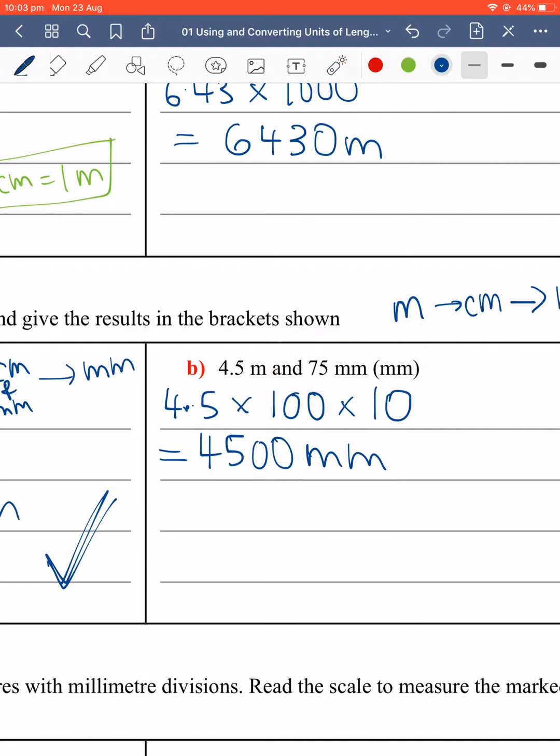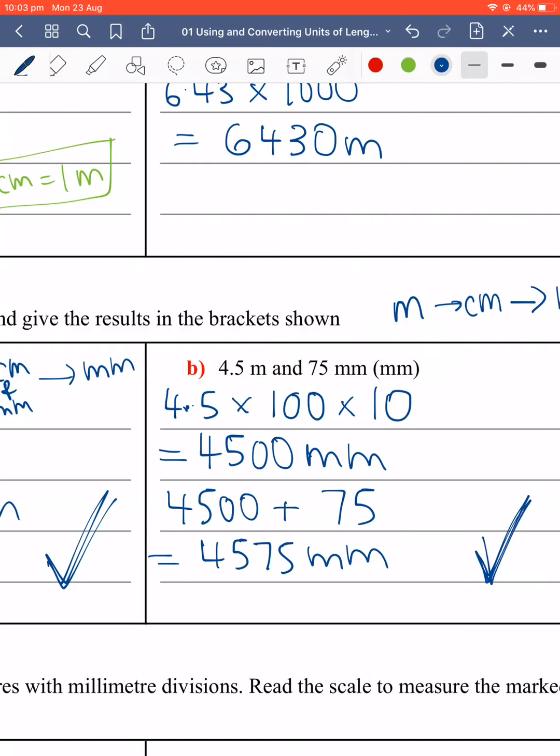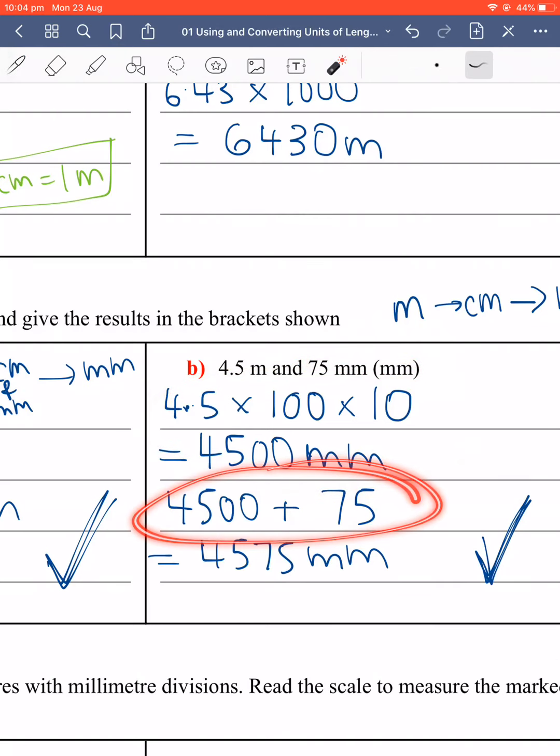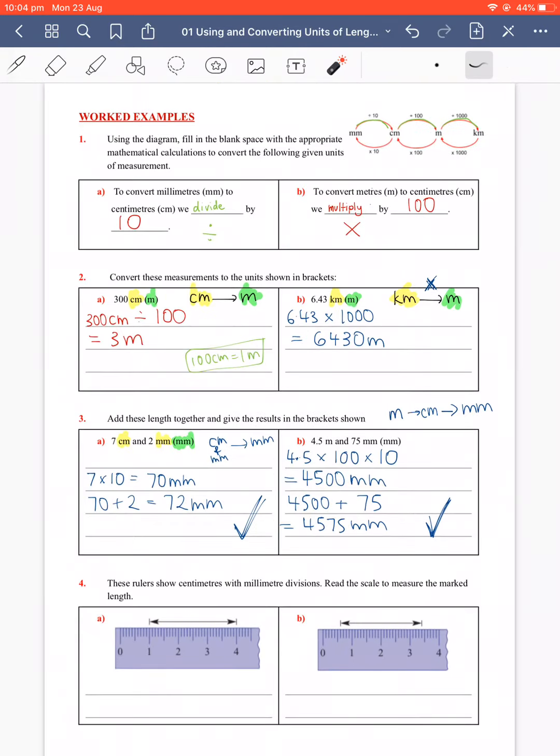Now I need to add in this next part. On my next line, I'm going to do 4,500 plus my 75 to give me 4,575 millimeters. And again, that would be my answer. What I've done is I've converted, then I've added them together to give me my final answer.